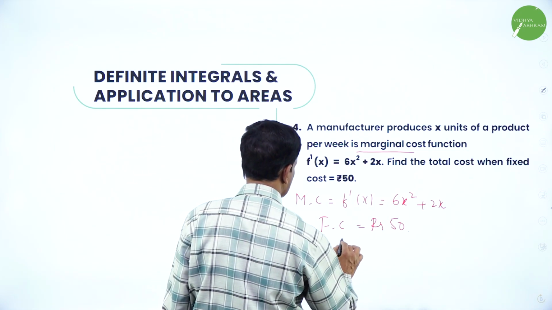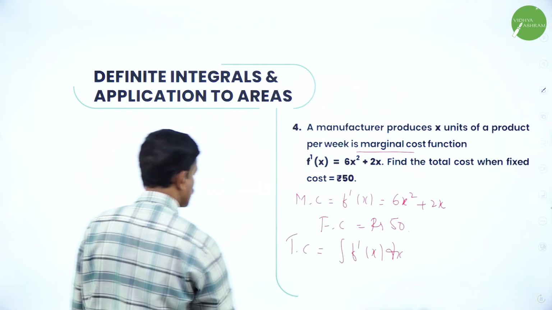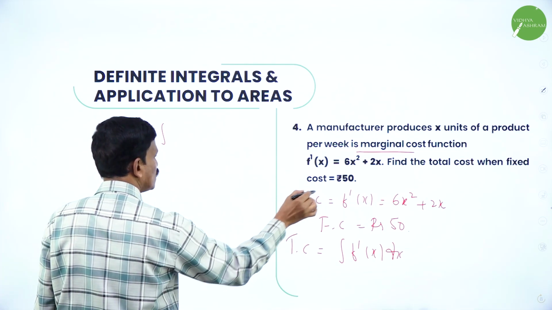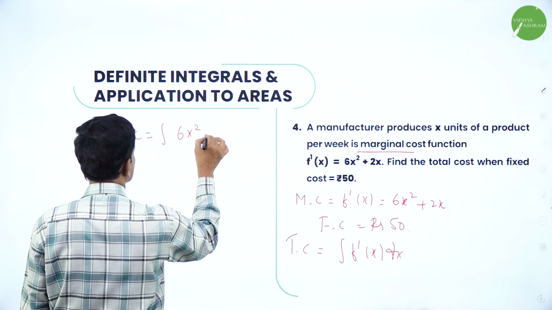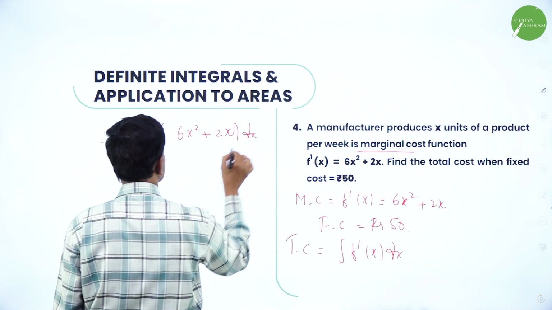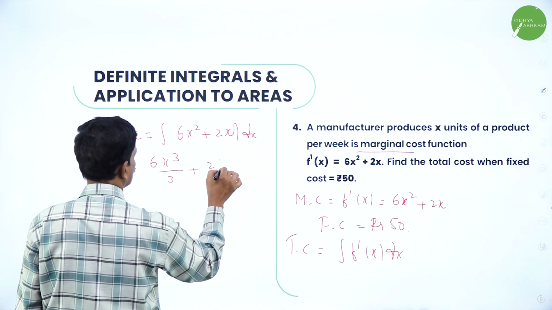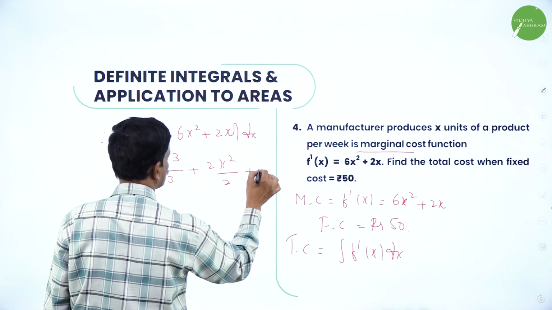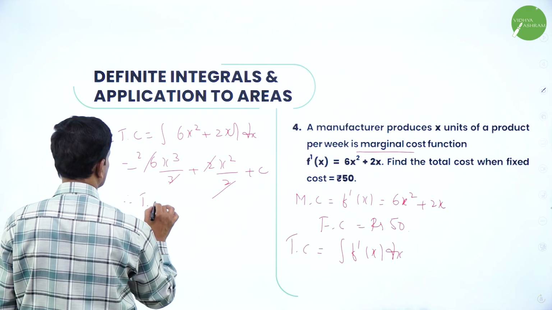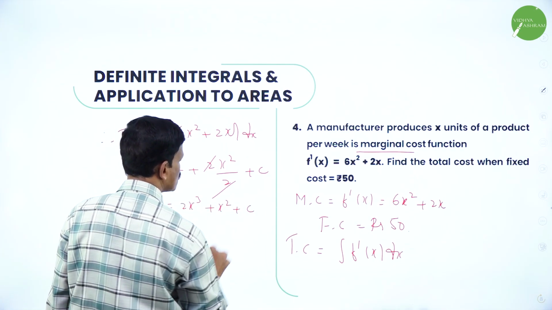So the total cost is equal to integration of f dash x dx. So that is nothing but, therefore, the total cost is equal to the integral of f dash x, which is 6x square plus 2x, dx. Integrate it. 6 into the integral of x square, which is x cube by 3, plus 2 into the integral of x, which is x square by 2, plus c. 2 gets cancelled, 3 twos get cancelled. So therefore the total cost is 2x cube plus x square plus c.